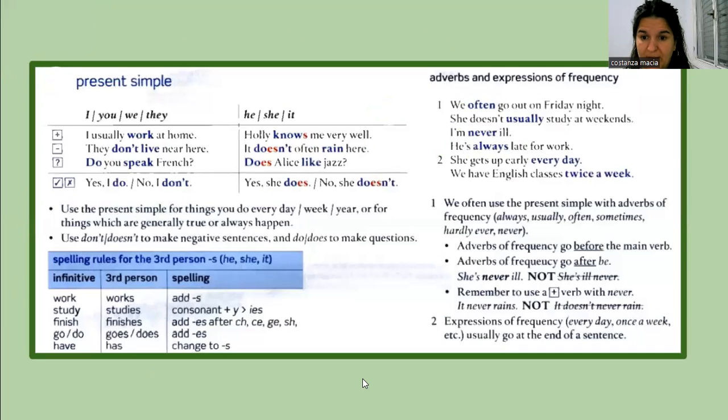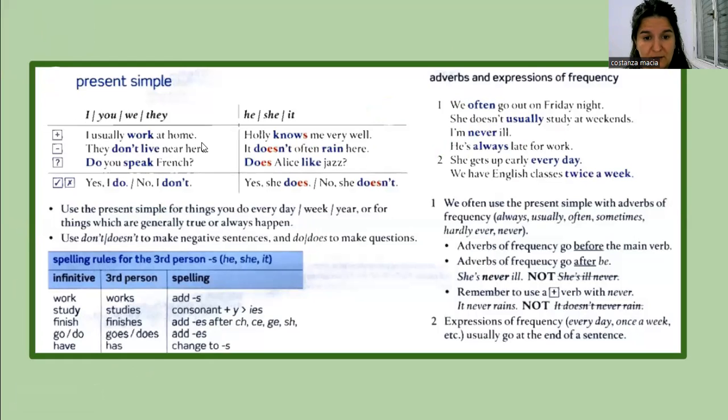What is the structure of the simple present? Well, we use the person and then the verb in present. How is the verb in present? The first column, you have to remember the 3 columns of verbs. The first is the present. So let's see some examples.